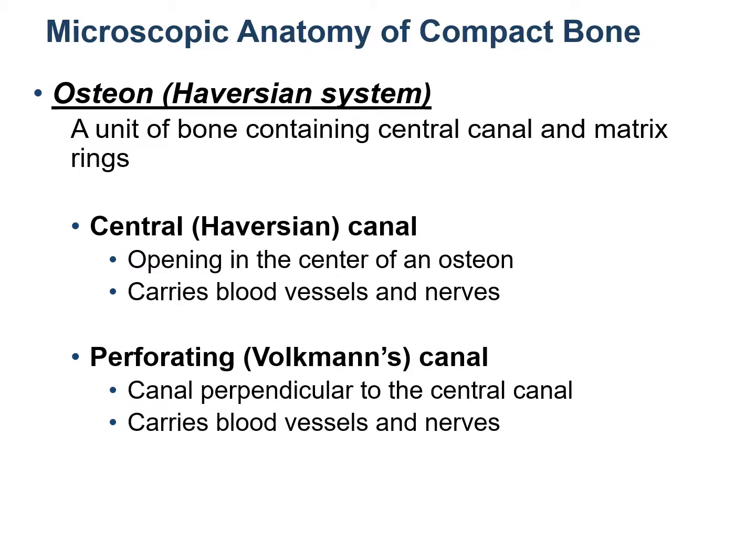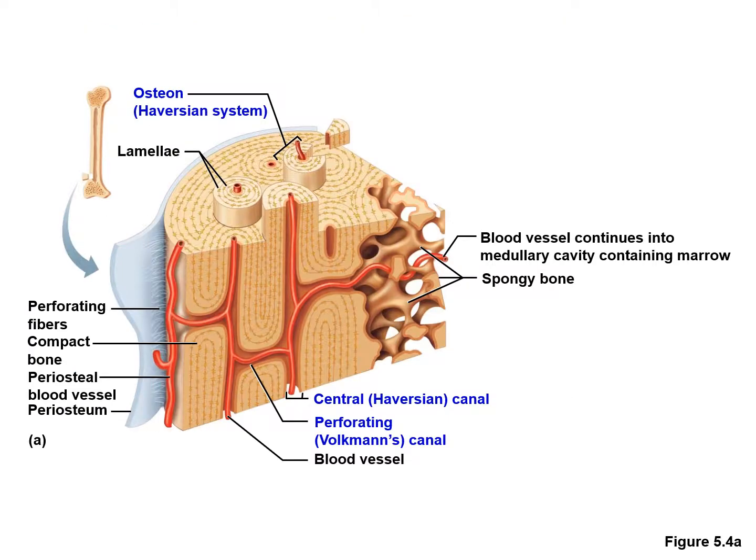Perpendicular to the central canal is another canal, that means it is at 90 degrees, and that canal is known as the perforating or Volkmann's canal. It also carries blood vessels and nerves. This figure shows a section of a compact bone with the osteons. You can see the central canal and the perforating or the Volkmann's canal, which are at 90 degrees to each other.